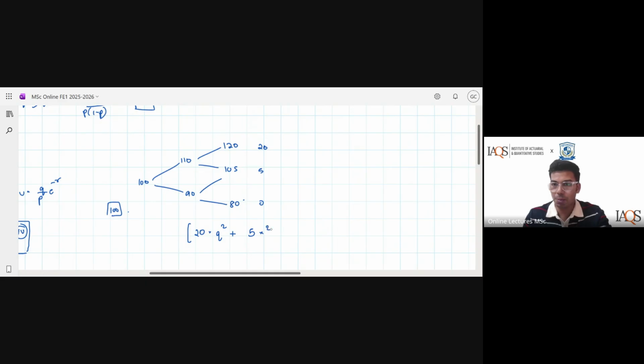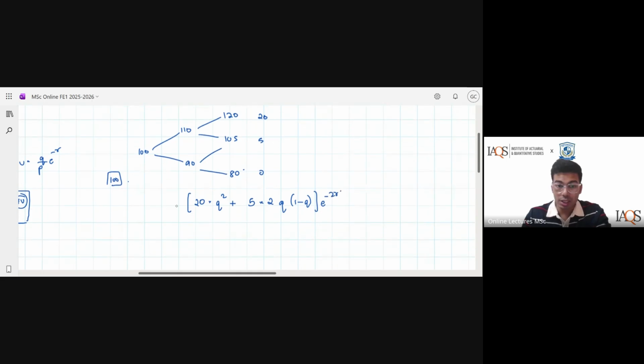So I know two steps, number of up moves is 1. The answer will be 2 of this, so I'll directly write 2. Can I write this as Q into 1 minus Q? And then the last one is 0, so I won't write it. E raised to minus 2R. This is using the risk neutral probability approach.